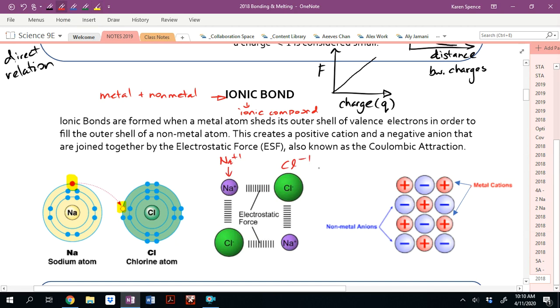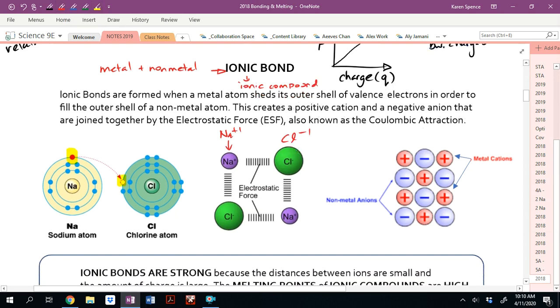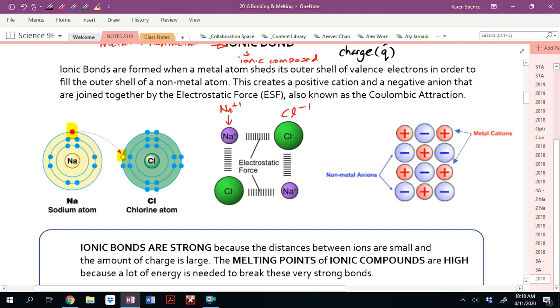And then we have that electrostatic force. What's the other word for electrostatic force? Coulombic attraction. There's a U in there. Coulombic attraction between the metal and the nonmetal ions, between the cation and the anion.